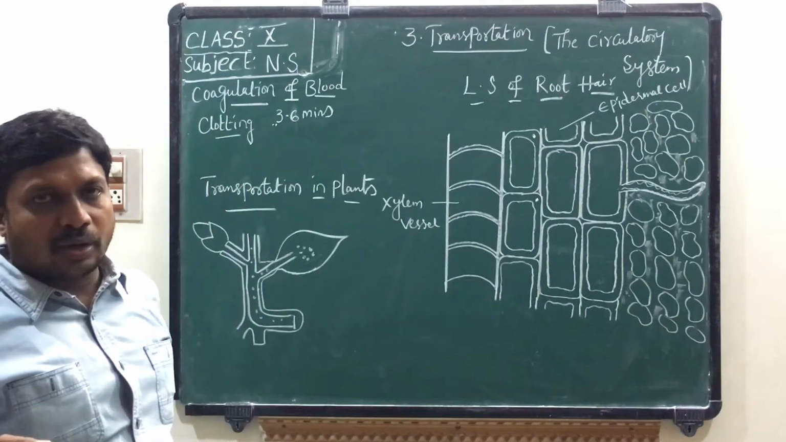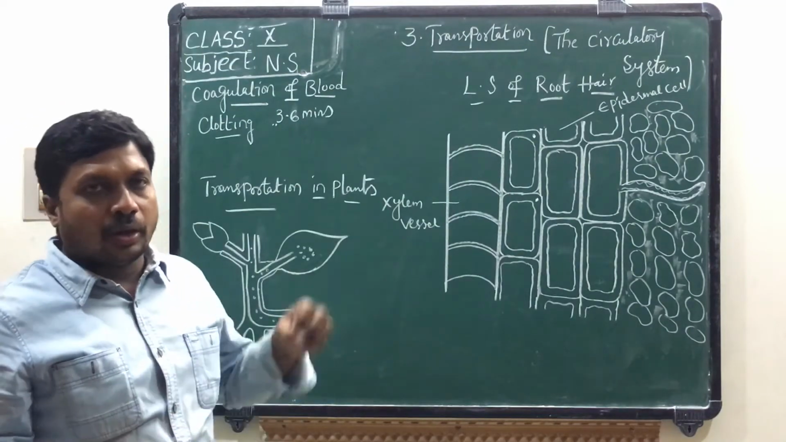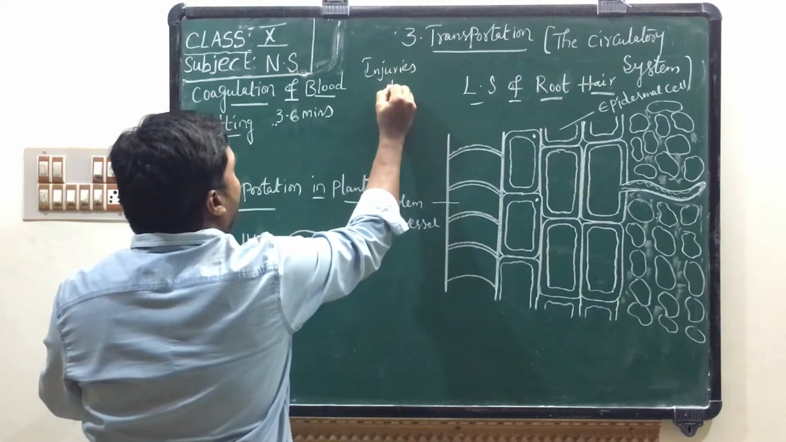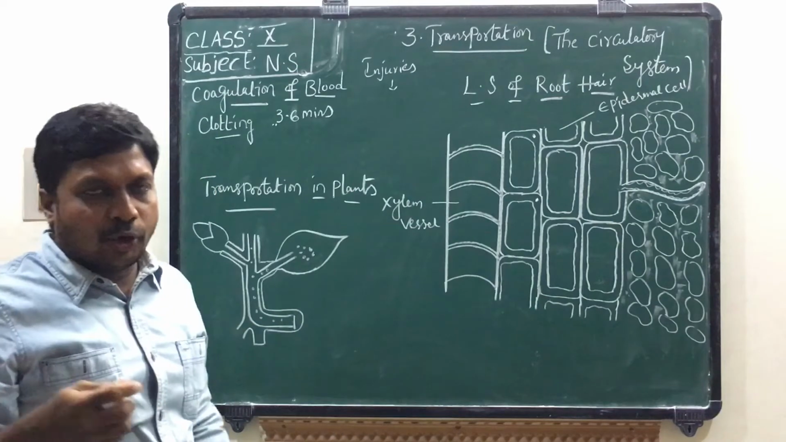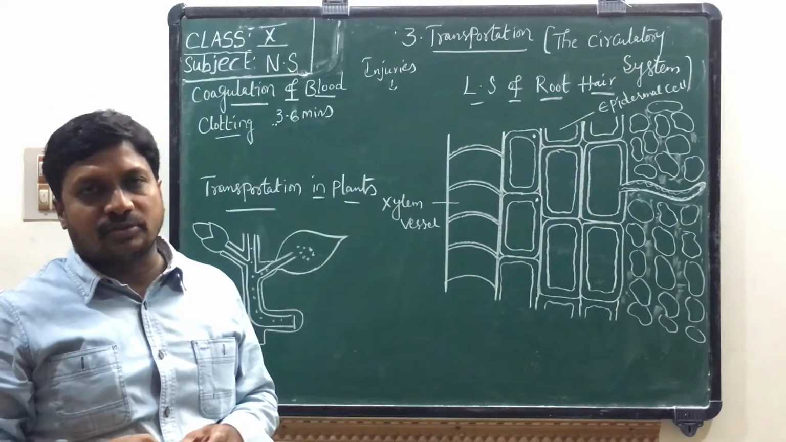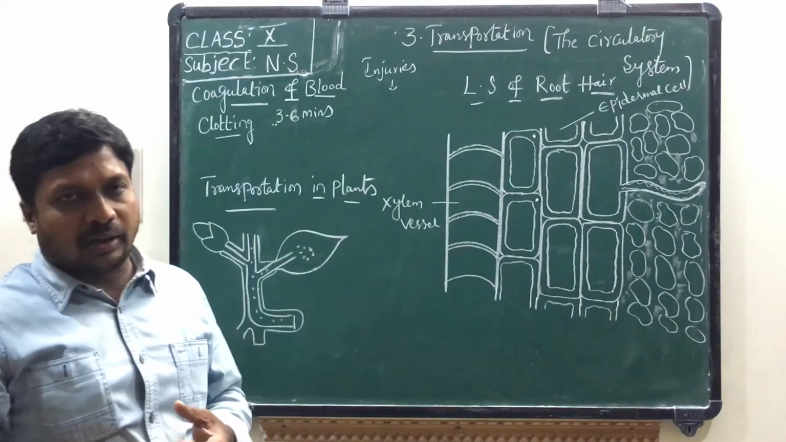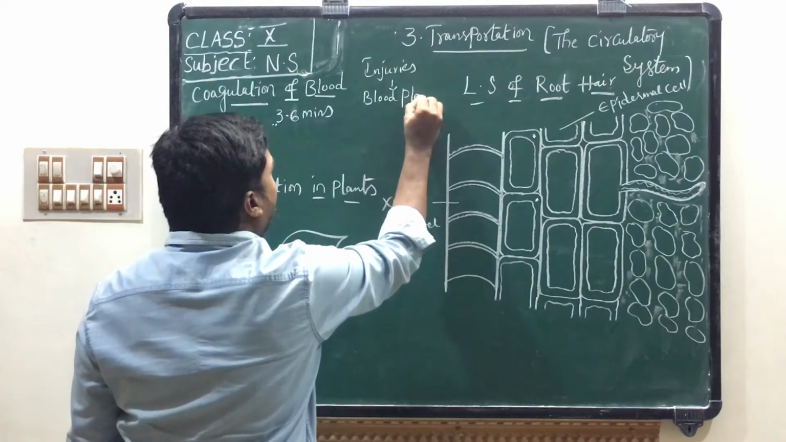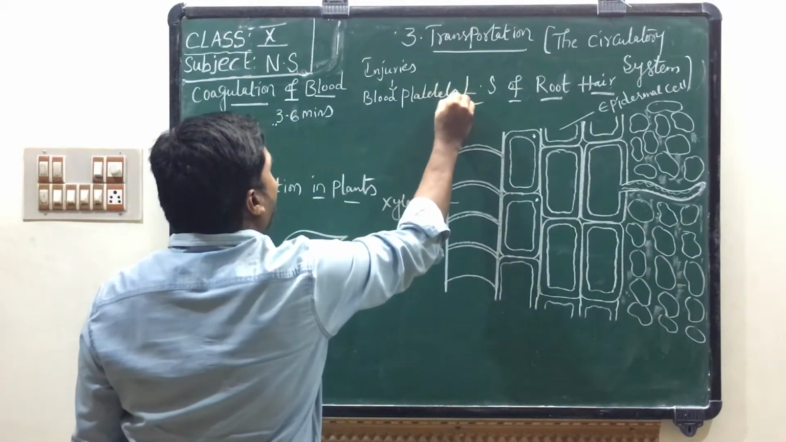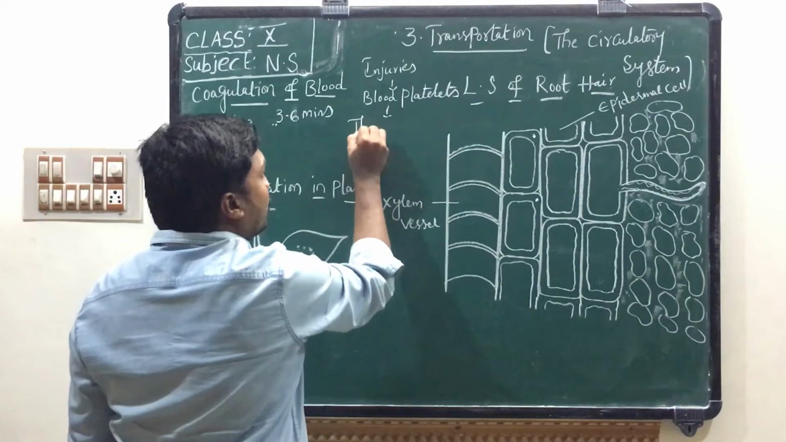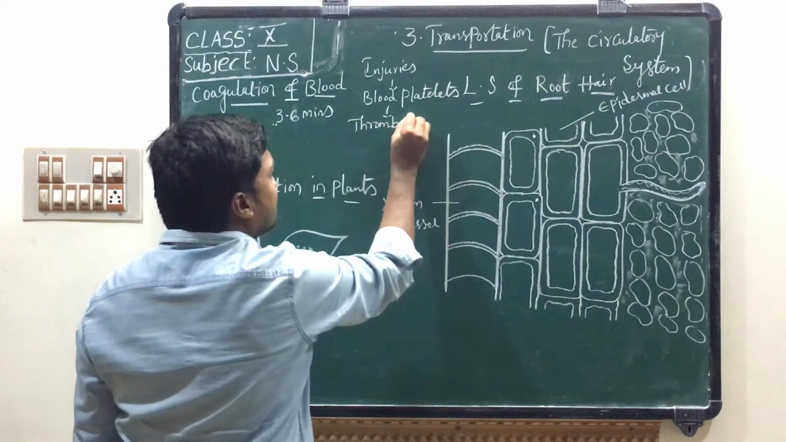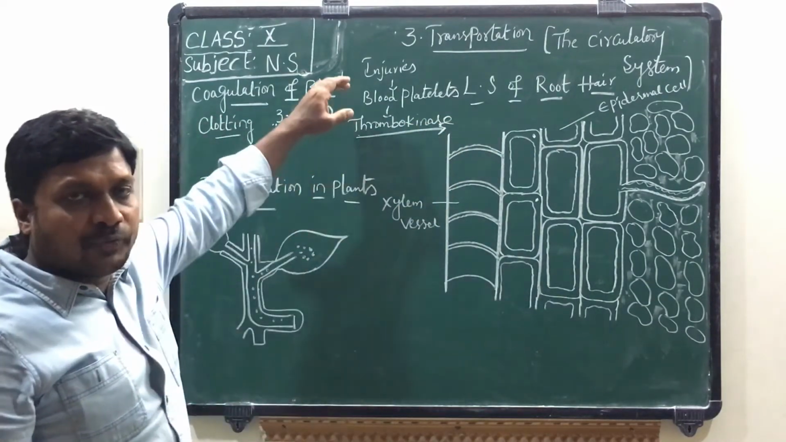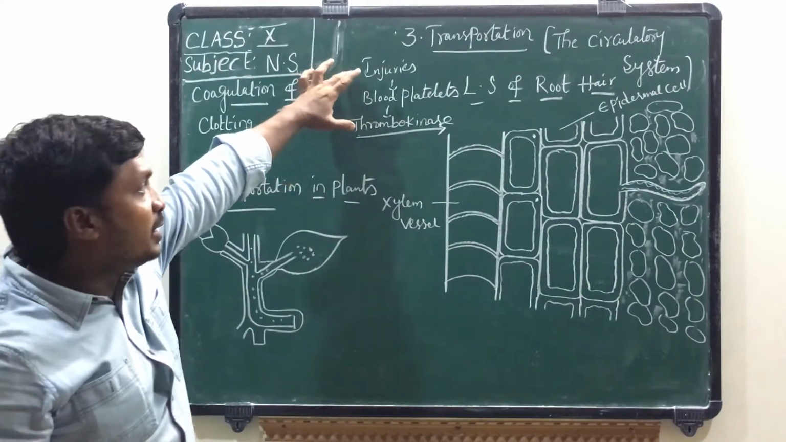Now I will explain the flow chart which shows the coagulation of blood. Do you know, children, at the time of injuries, blood, as we already know, has three types of cells: red blood cells, white blood cells, and blood platelets. At the time of injuries, blood platelets present in blood release an enzyme known as thrombokinase. It is an enzyme released from blood platelets present in the blood at the time of injuries.